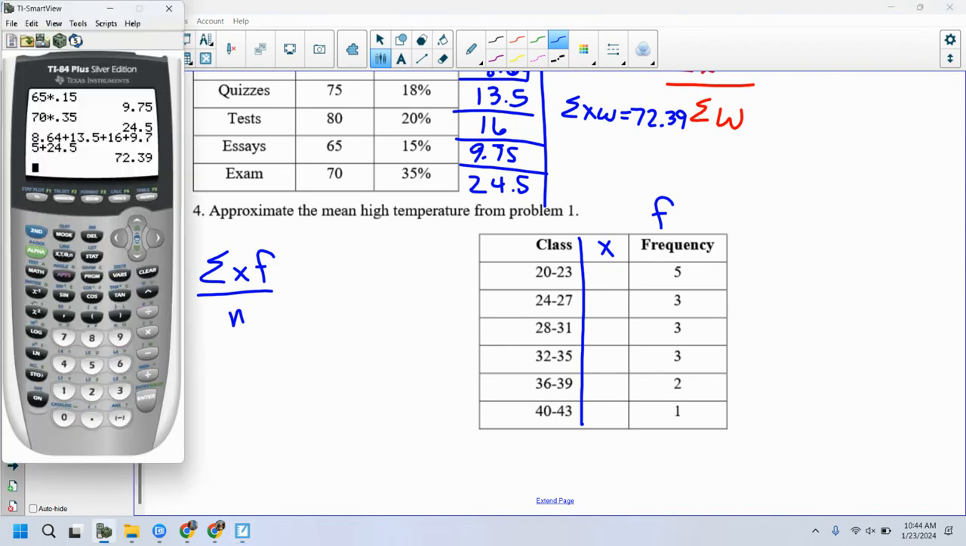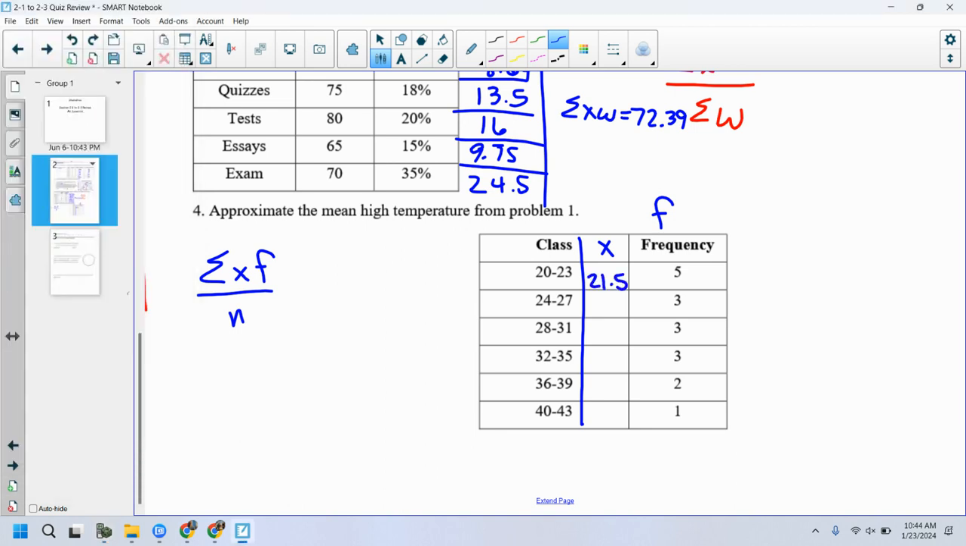Okay, so 20 and 23 divided by 2 gets me 21.5. Now, how much am I going up by with my classes? I'm going up by 4s. So I don't need to run those numbers each time. I'm just going to keep adding 4 now. So this is 25.5. This is 29.5. This is 33.5. This is 37.5. This is 41.5.